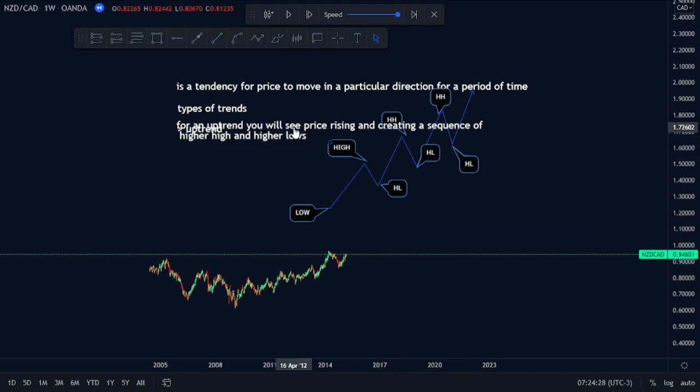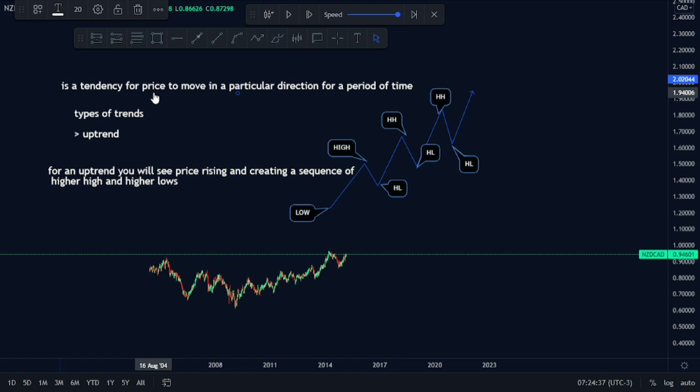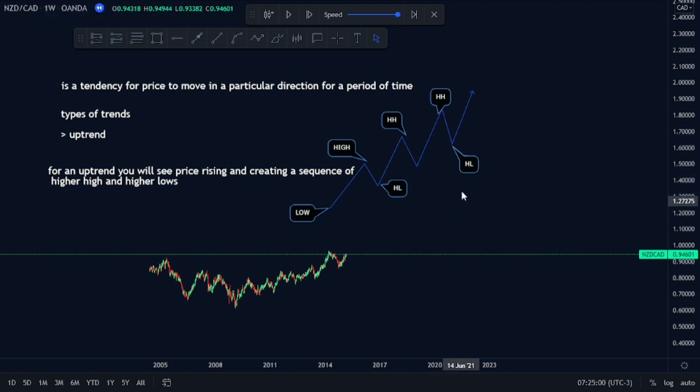So now, going back to this one, remember we said in an uptrend, you will see price rising and creating a sequence of new higher highs and higher lows. What is a trend? It's a tendency of price moving in a particular direction for a period of time. Remember, it cannot be for a longer time. Yes, we have long-term trends, short-term trends, and medium-term trends, but it cannot move in that specific direction forever. You understand? So this is how you define and identify an uptrend.